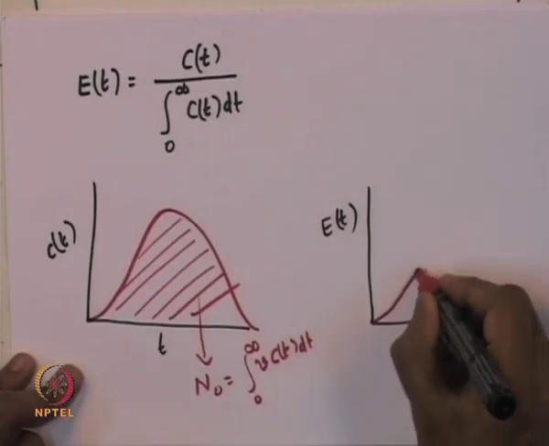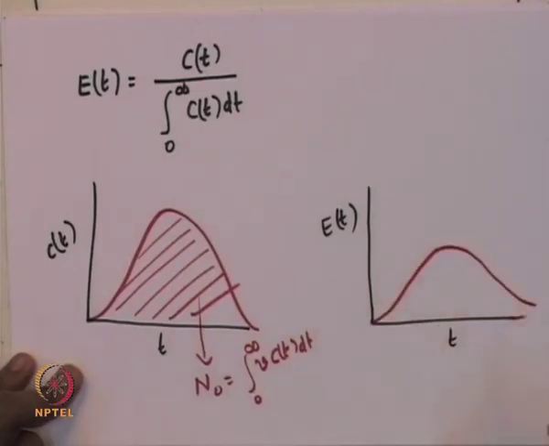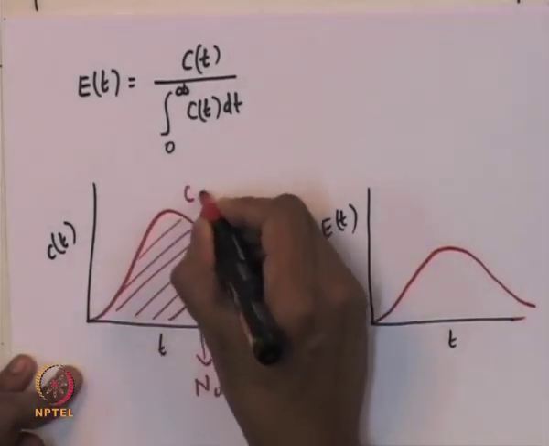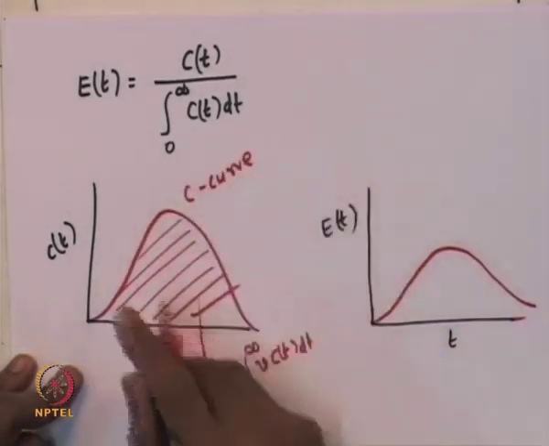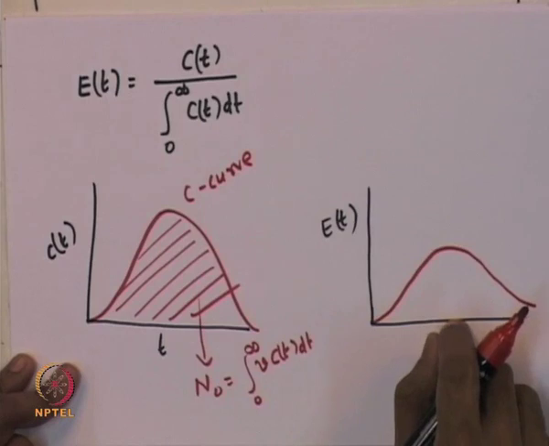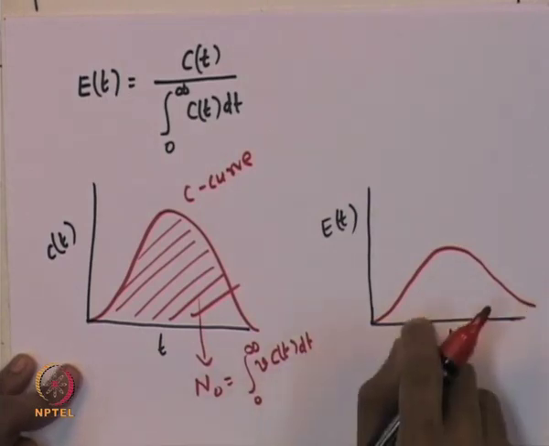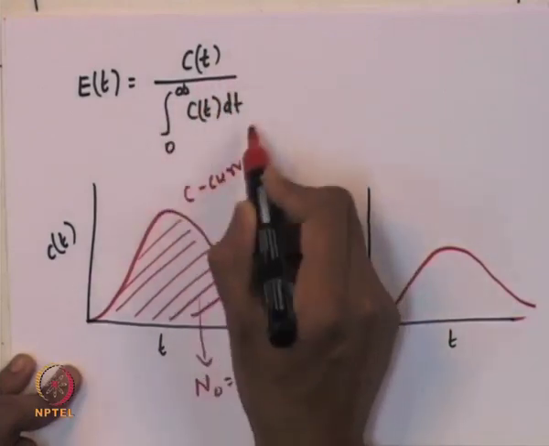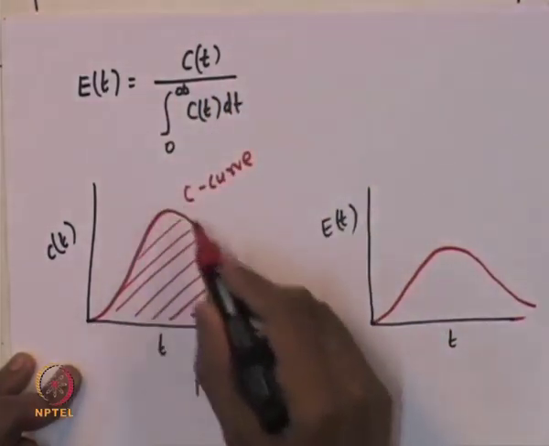Now, if I plot the corresponding residence time distribution function, E of t, the curve essentially looks like this. So, if we know the C of t versus t curve, this is the C curve. If the C curve is known, then we can find out the E curve. But in order to find the E curve from the C curve, we need to be able to integrate the expression, or find the area under the C curve.